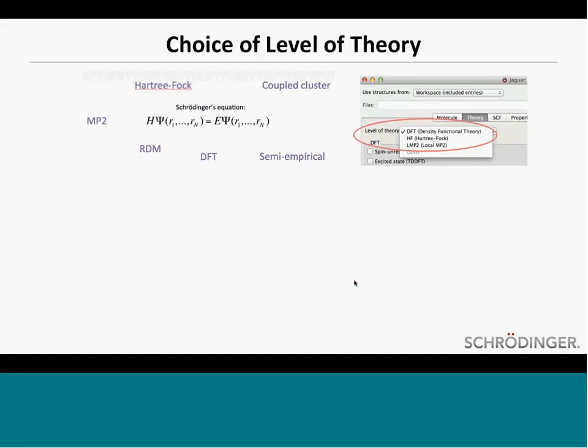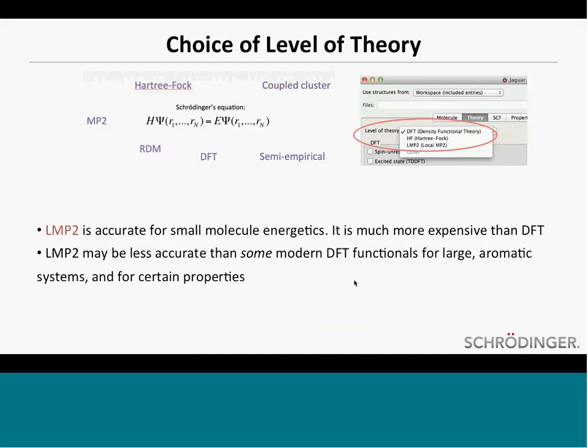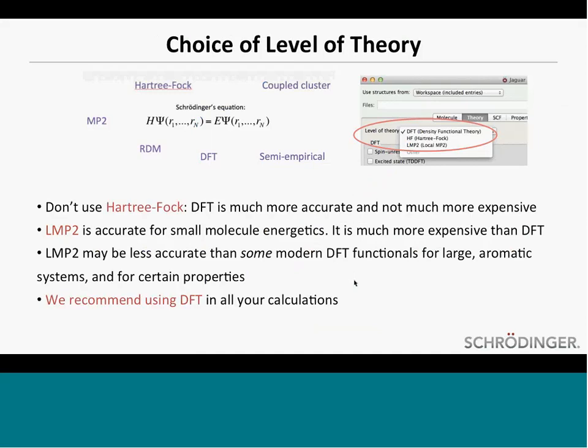Now, level of theory. If you open up the Jaguar graphical user interface, GUI, you'll see that we support 3 different levels of theory: density functional theory, DFT, Hartree-Fock, and LMP2. I really do not recommend using Hartree-Fock. We all learned Hartree-Fock theory in graduate school, but DFT is really much more accurate and not much more expensive. Hartree-Fock exists in the code still as a benchmark, sort of a legacy thing.